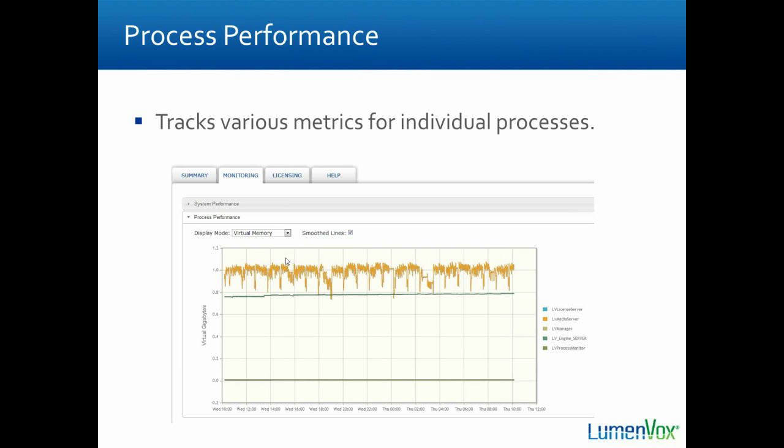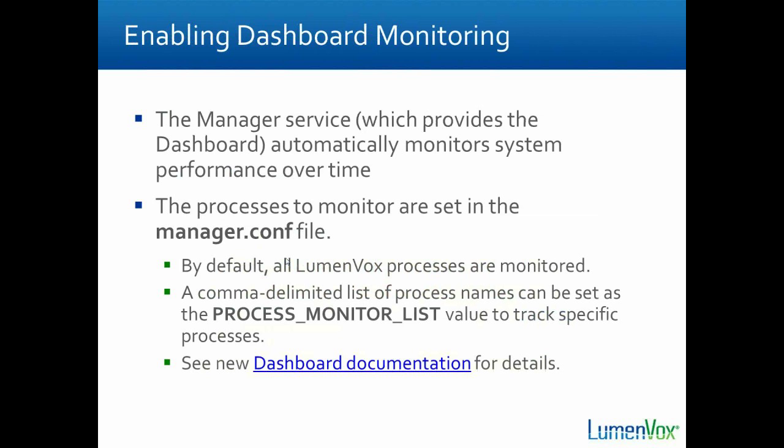So by default, it's going to track all of the LumenVox processes, but there's a new configuration setting in manager.conf. That's obviously the manager configuration file. That'll allow you to add other things to the process list if you'd like. So you can do things like just basically put in a comma-delimited list of process names in this process monitor list parameter. That'll let us go ahead and track any processes you specify.